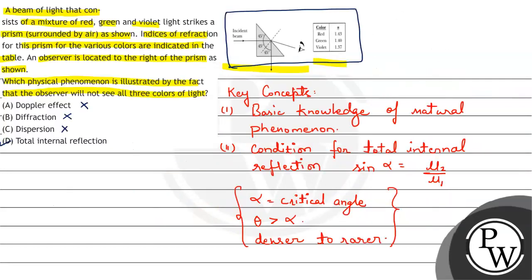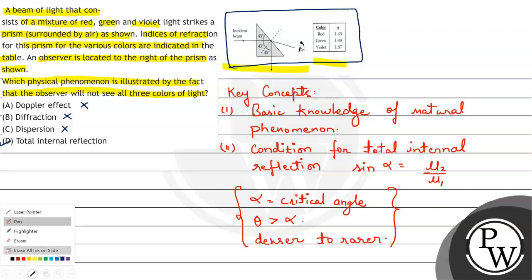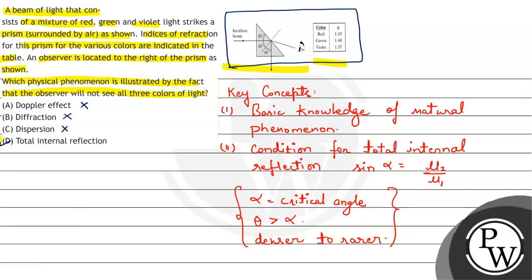Thus the total internal reflection correctly describes that the observer will not see all the three colors of light. Hence the option D is the correct option to this question, which is total internal reflection.